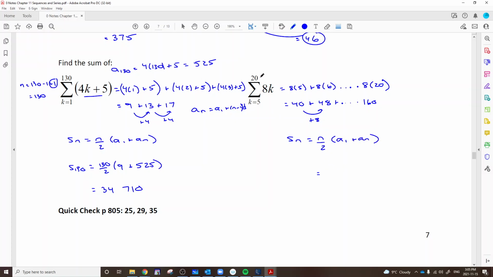Number of terms. Okay, so this time we're going from where k is 5 up to k is 20. So the number of terms would be 20 minus 5, but then you add that first term back on. So the number of terms is 16 terms. So I'm going to plug in n is 16. And you're finding the sum of the first 16 terms, where the first term is 40 and the last term is 160. Then we plug this into our calculator. 16 divided by 2 times 200, and you get 1,600.